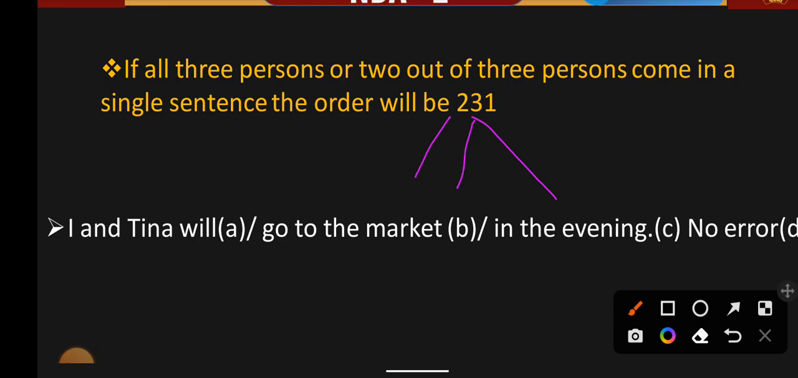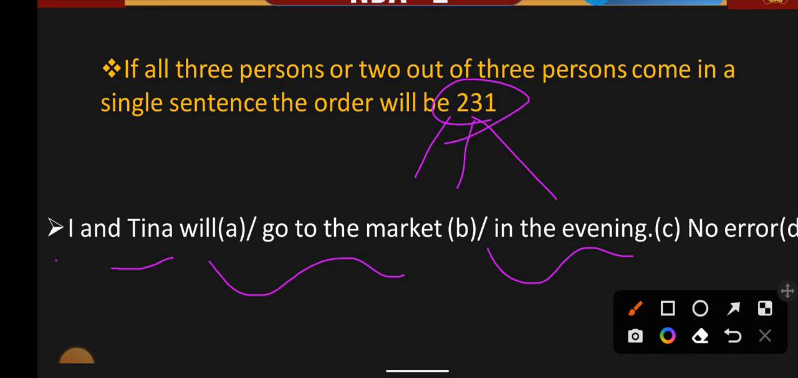Let's check it out with an example. I and Tina will go to the market in the evening. Find the error. If you are not able to find the error in this sentence, just wait. What you have to do is just follow 2 3 1. Just follow 2 3 and 1, and your question will be done.